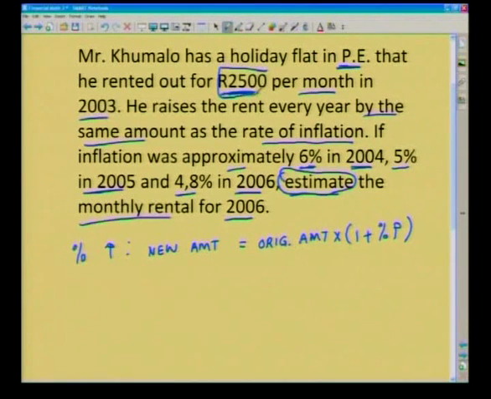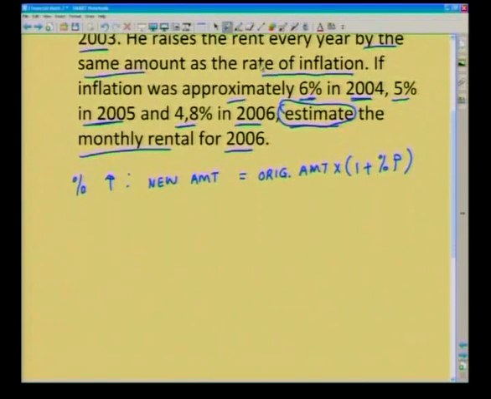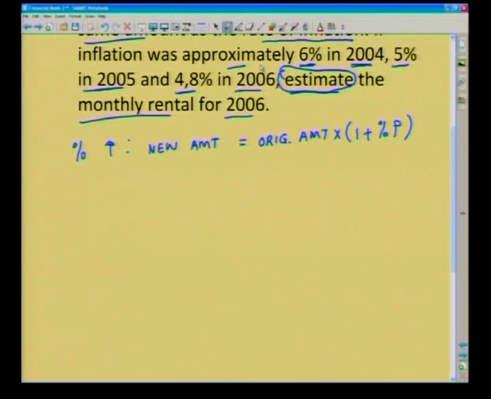The rent was 2,500. We need to work out the percentage increase every year to finally get to 2006 and see what the tenant is going to pay in 2006 for rent. So first let's look at 2004. We are told that the inflation rate is 6%. So that means prices on average are 6% more than they were in 2003. We need to find out how much rent they're paying in 2004. Then we find out how much they're paying in 2005. And then finally, we increase that amount to find out how much they're paying in 2006.